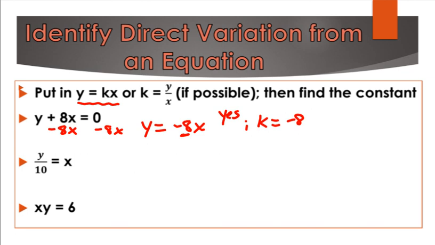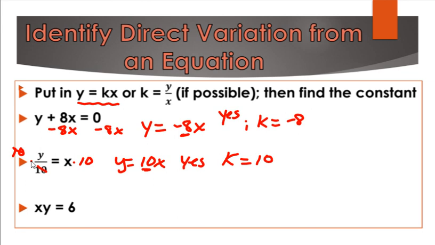Second example, y divided by 10 equals x. I need to get y by itself, so I'm going to do the opposite of dividing by 10. So I'm going to multiply by 10. Do that on both sides. I'm left with y equals 10x. That is direct variation. The constant is 10. So to find the constant again, just identify the number right in front of your x variable.